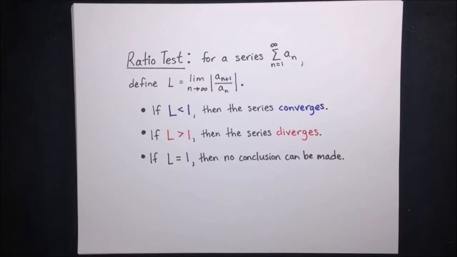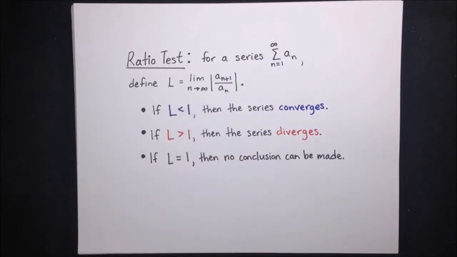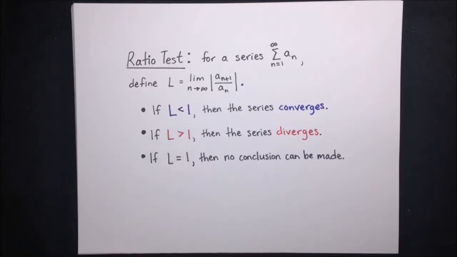Now, these three conditions might seem like a lot to remember, but you really don't have to memorize anything as long as you remember the intuition behind it. If L is the limit of the magnitude of the ratio between two terms as the number of terms goes to infinity, then you can think of the series as gradually looking more and more like a geometric series with ratio L. L is kind of like the number that you multiply a term by to get to the next term. If L is less than 1, then it's like you're multiplying by something that's less than 1 each time to get to the next term.